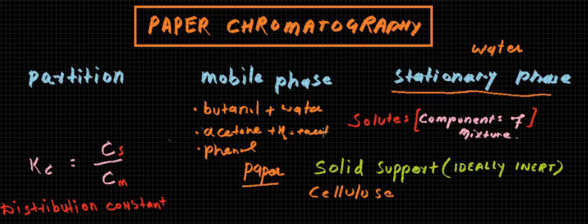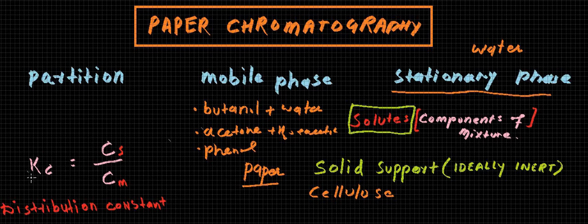So we need a desired polarity, that polarity which can be used to separate the components present in a mixture by their interaction with the polar water as a stationary phase and a less polar or non-polar mobile phase.